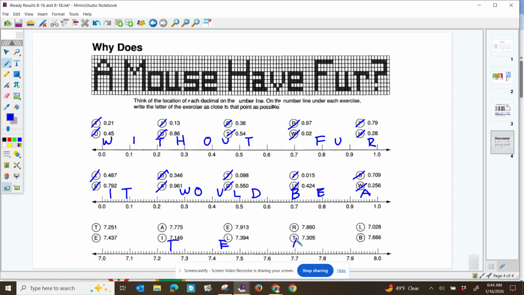7.7 is an A. 7.14 is over here is an I. 7.93 is way over here, or 7.3 is an E. That's almost 7.4 is an L. And then 7.8 is an R. 7.3 is a T. 7.028 is an L.